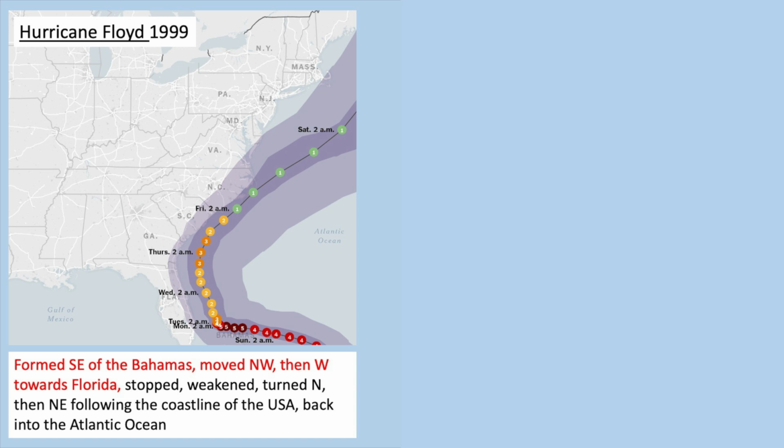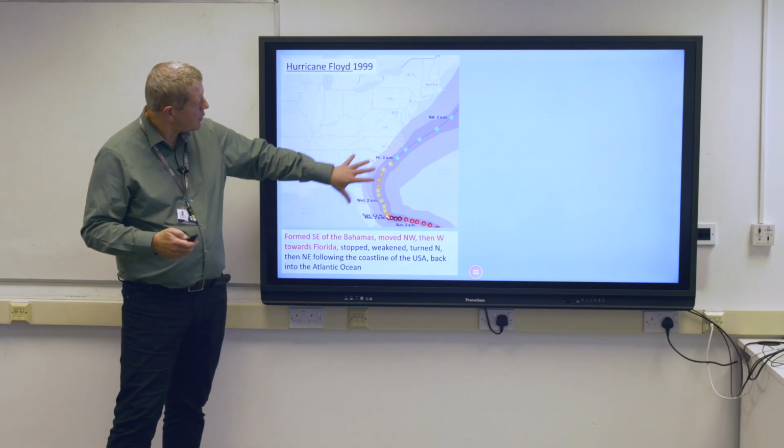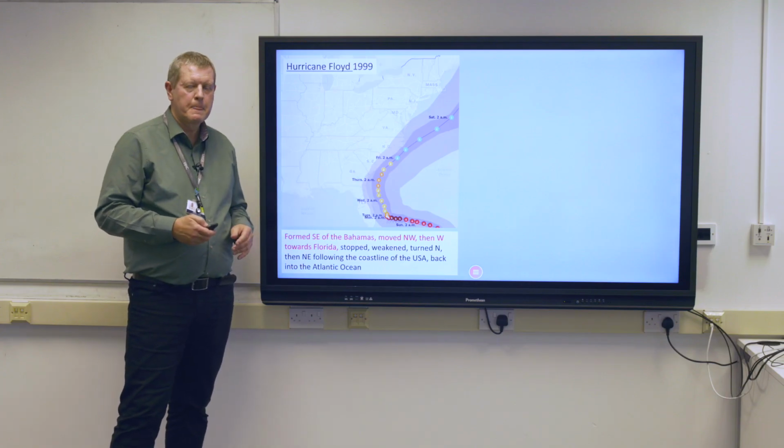This is Hurricane Floyd, 1999. In Hurricane Floyd, it started southeast of the Bahamas, it moved northwest and then west to threaten Florida, but then it stopped. And then it turned northwards, and then it turned northeastwards, and it headed back out into the Atlantic Ocean. It didn't actually make landfall anywhere in America.